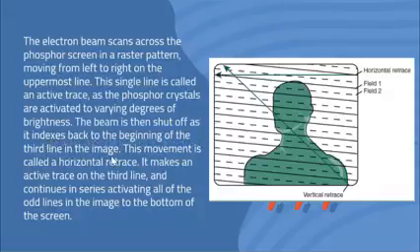third line in the image. This movement is called a horizontal retrace. It makes an active trace on the third line and continues in series, activating all of the odd lines in the image to the bottom of the screen.